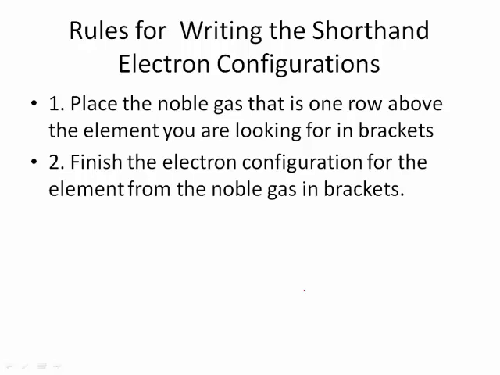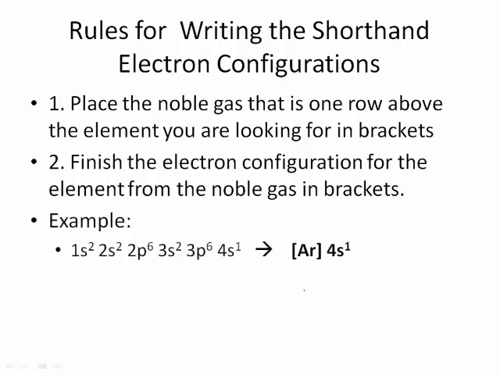Number 2, finish the electron configuration for the element from the noble gas in brackets. So once you have your new starting place, once you've put your noble gas in brackets, then you can start your electron configuration finishing off from that noble gas. The example that we just showed was potassium, which you can see here. Notice again that this is the electron configuration for argon, and by putting it in brackets, I have a new starting point. I'm basically saying that potassium's electron configuration is exactly the same as argon's, except for this last little part.